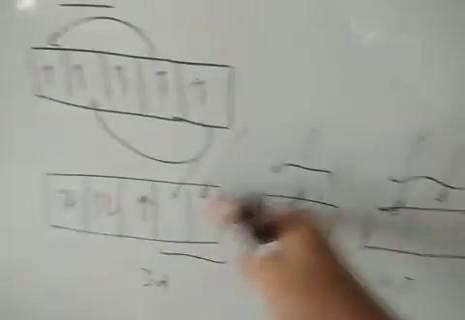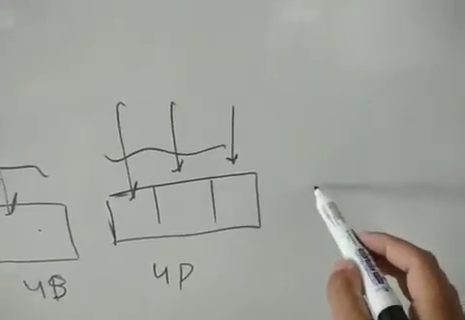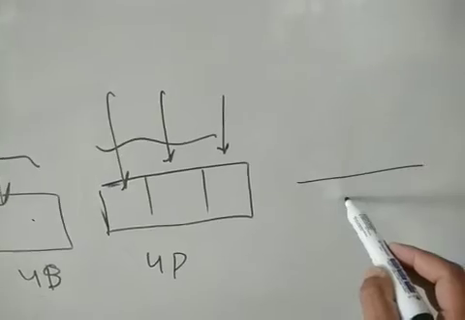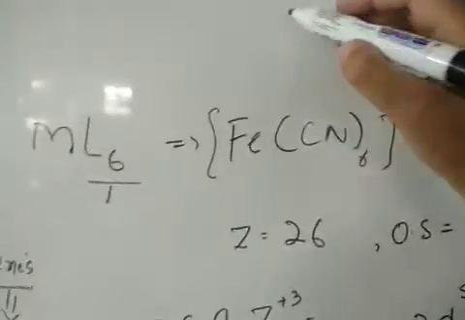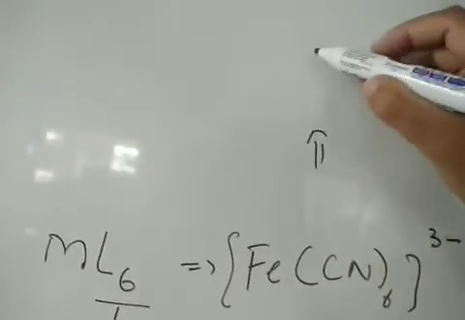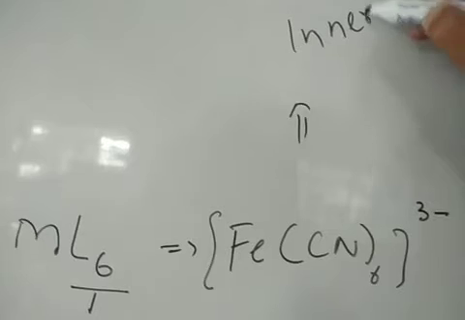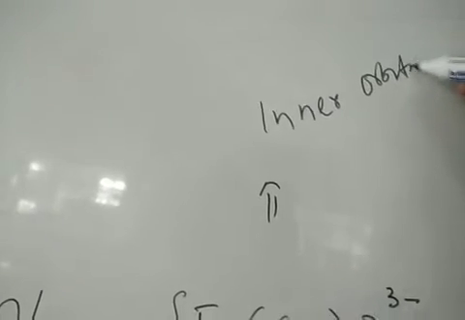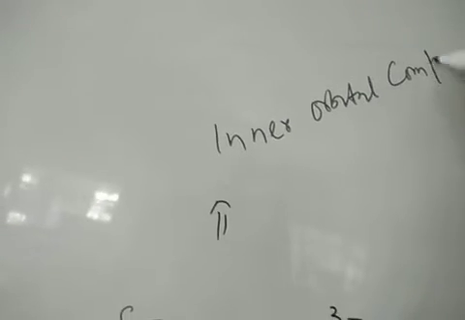Now since the inner d orbital rather than the outer d has participated, the outer d was here. I have not shown it here, the outer d was here. That is 4d. Since the inner d has participated in the bonding, this type of complex is called an inner orbital complex.